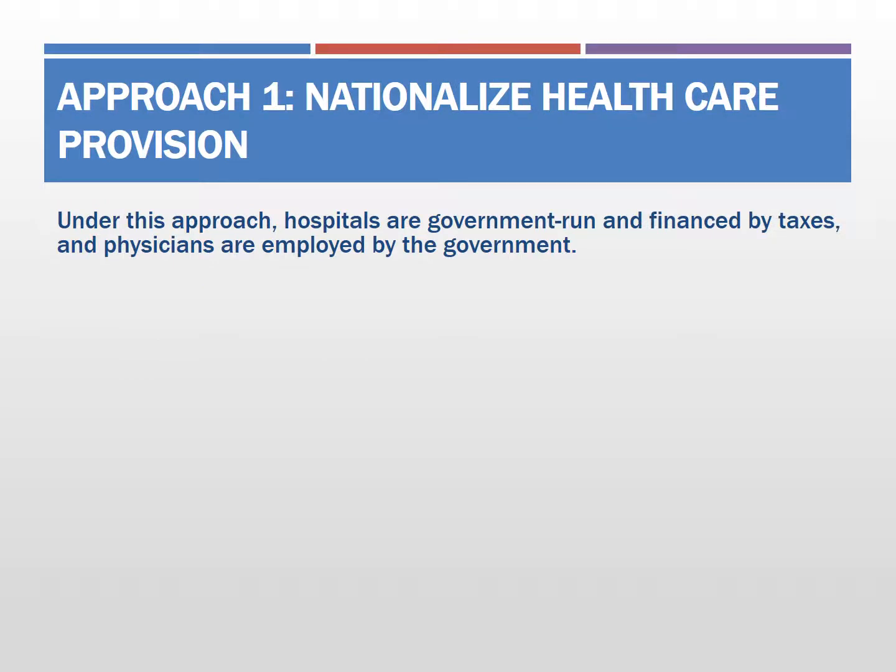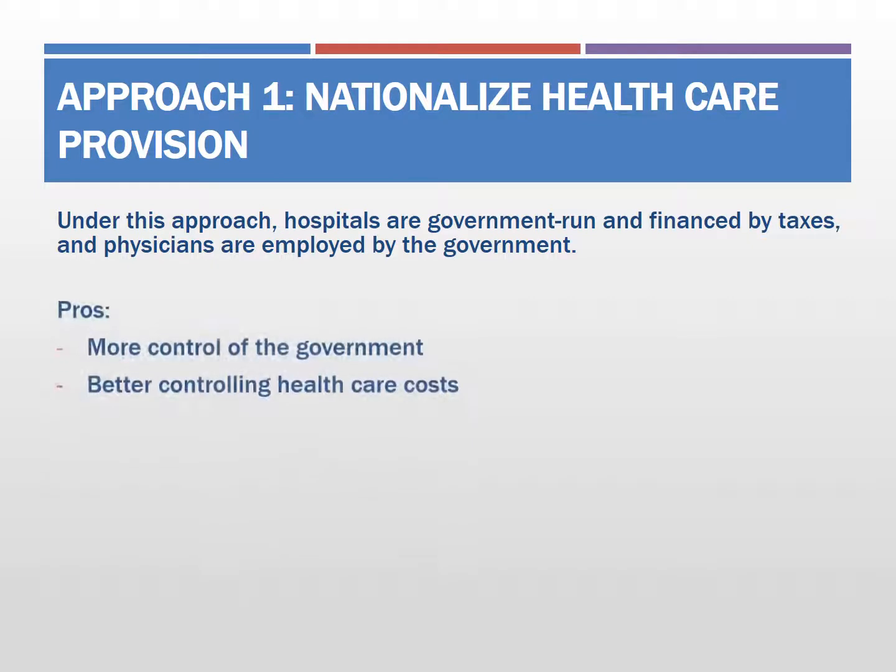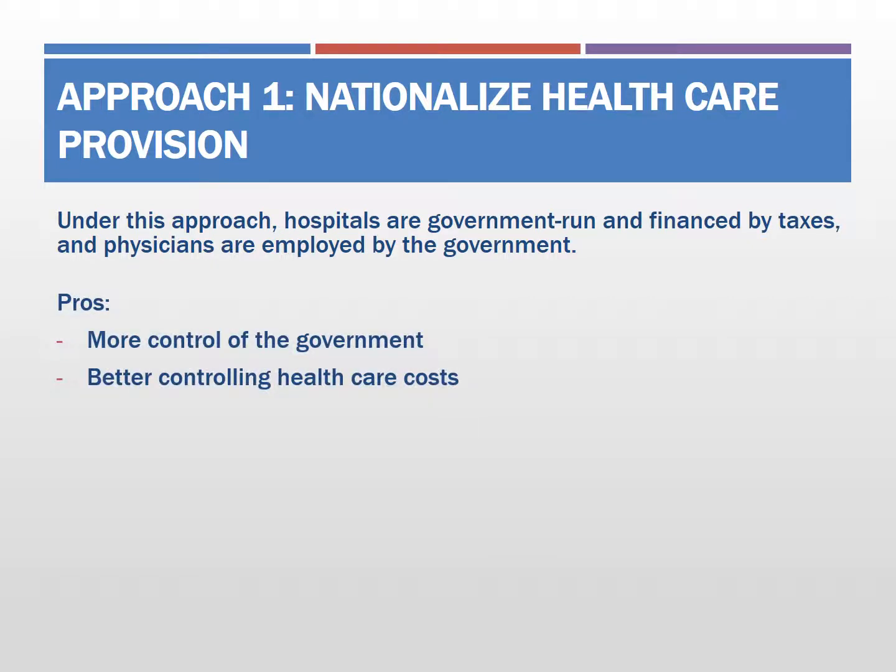In the first approach, the government can nationalize the healthcare markets. In this approach, the government will run all the hospitals in the nation. The hospitals will be funded by tax, and the physicians will be employed by the government. So we are basically making all the hospitals public facilities and all the employees in the hospitals public servants. The pro of this approach is that the government takes full control of the healthcare system. And some studies suggest it's better for the government to control healthcare expenditures, or healthcare costs, as a single payer.